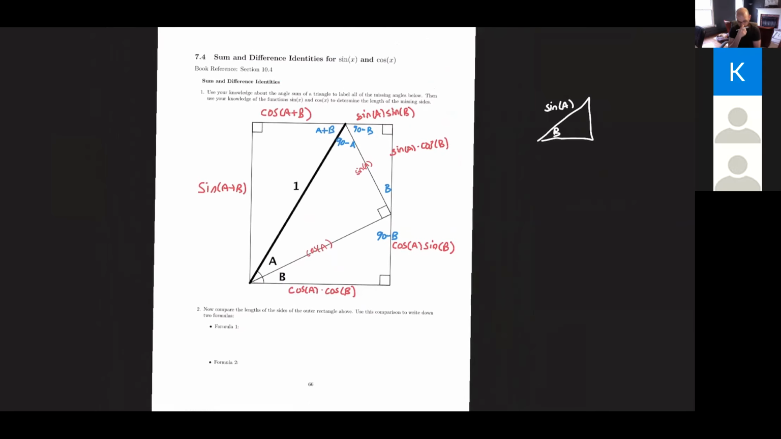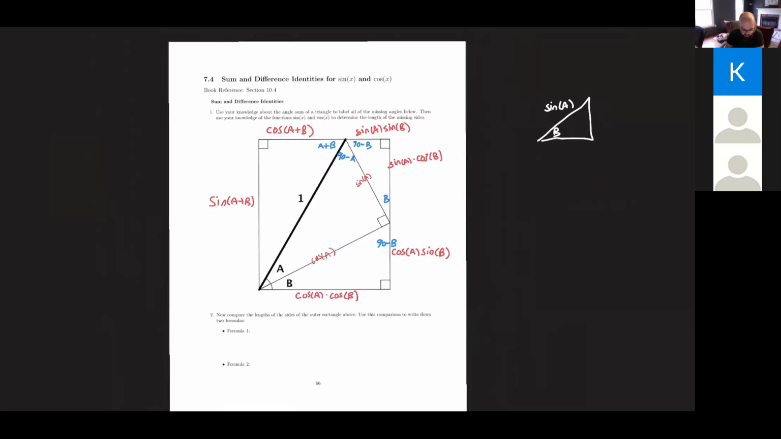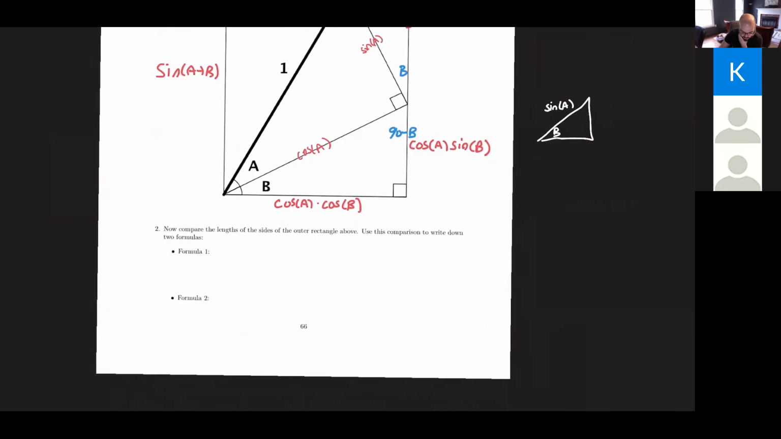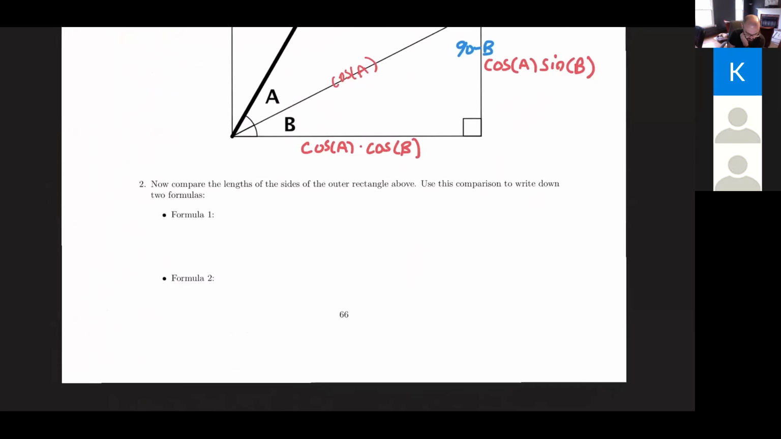All right, so we have all this information. And remember that up at the start, we were calling these sum and difference identities for sine and cosine. So when we come down here for our formulas, what we want to know is what is sine of a plus b and what is cosine of a plus b.